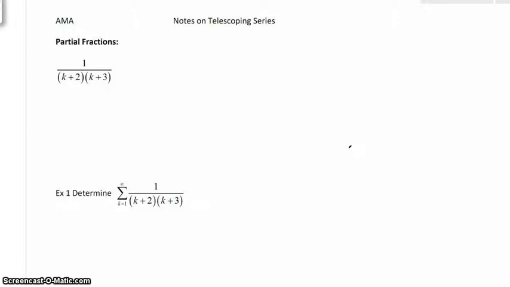Okay, for this lesson on telescoping series, we're going to talk about why that's even called telescoping in just a moment. First, we have to talk about partial fractions. Now, partial fractions actually is going to work backwards as opposed to what you're so accustomed to seeing.